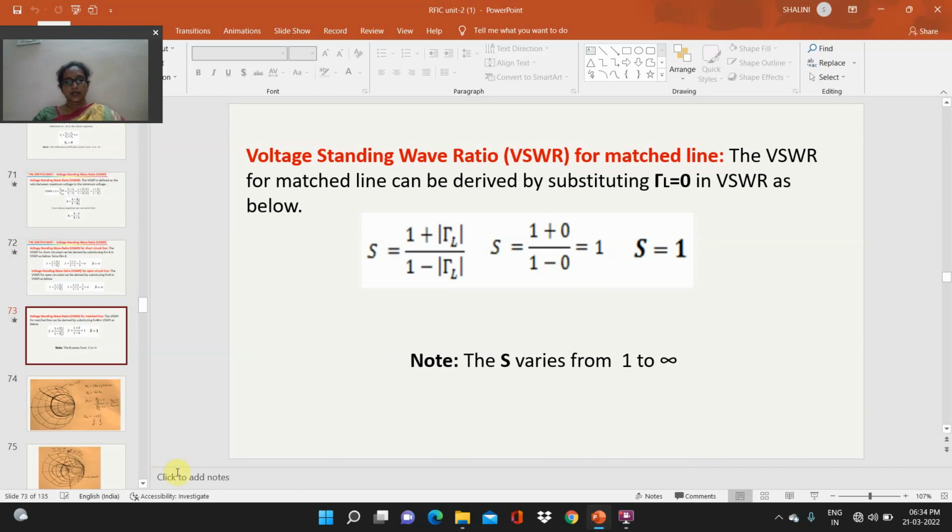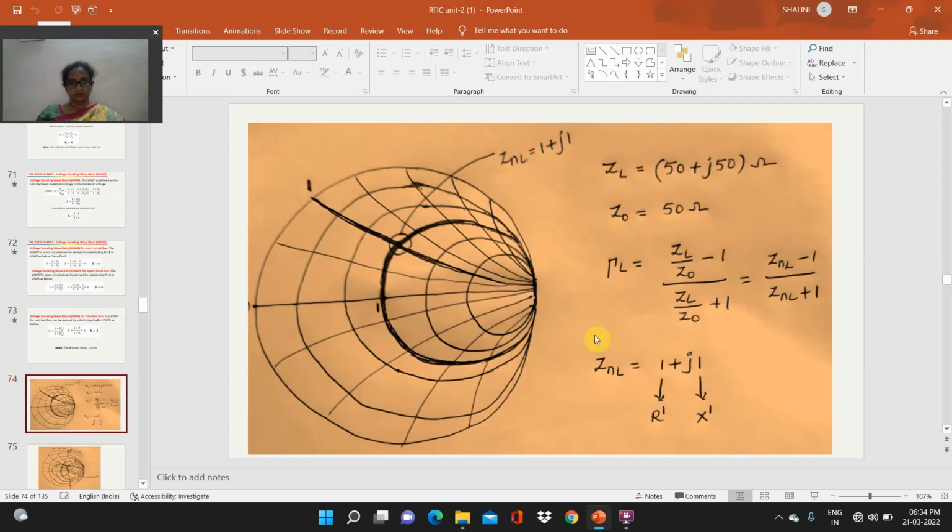VSWR for matched line can be derived by substituting gamma L is equal to 0 in the VSWR equation. S is equal to (1 plus gamma L) by (1 minus gamma L). S is equal to (1 plus 0) by (1 minus 0), which is equal to 1. S is equal to 1. The S varies from 1 to infinity.